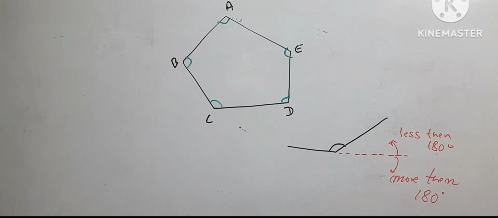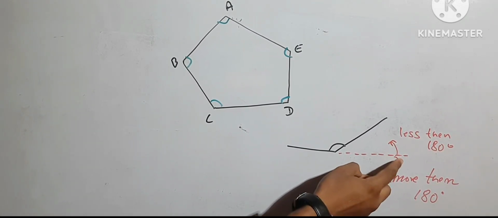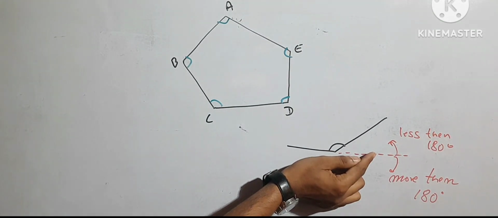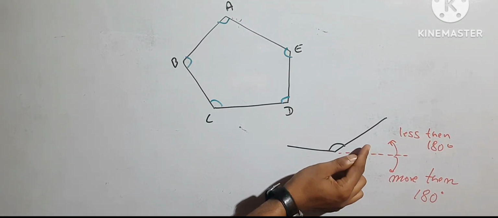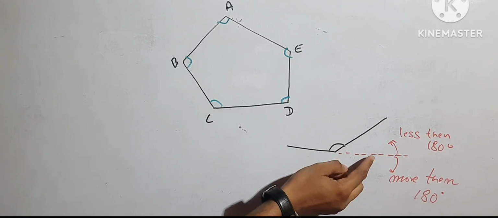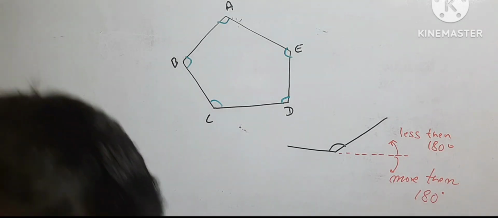if you see this diagram I have drawn for you, this is a red line. If the line is above this one, it is less than 180. So less than 180, above this one. If it is below this one, more than 180. If a line comes like this, it's more than 180.